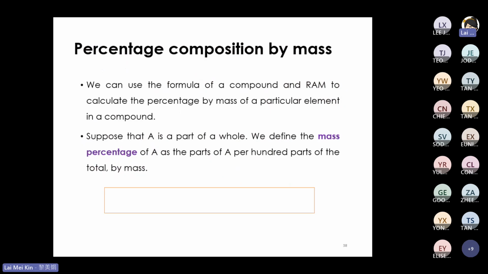So this is the next part that we are learning: percentage composition by mass, by using the mass. We can use the relative atomic mass, the masses of the atoms, to calculate the percentage mass of a particular element. Do you remember I mentioned what an element is? Element means anything in the periodic table.